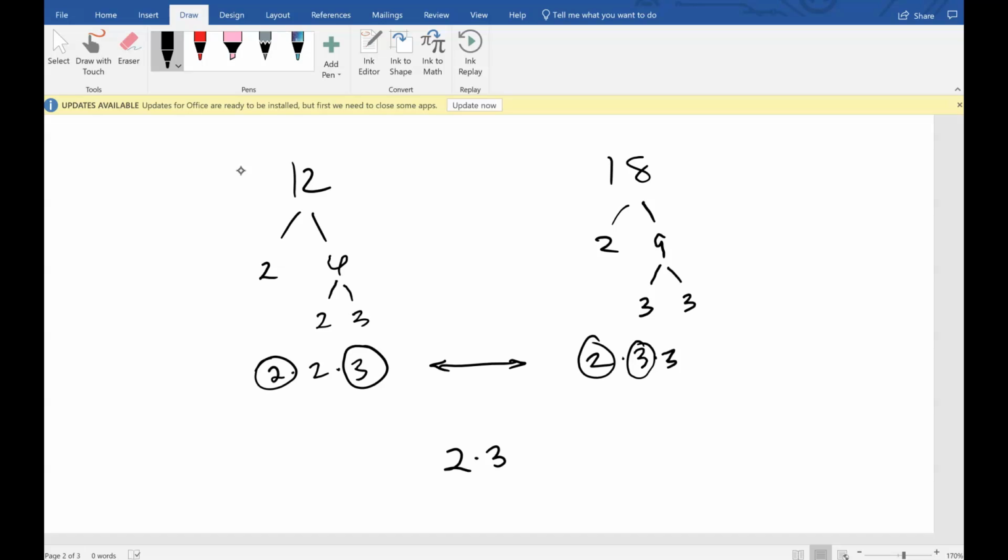And at that point, we don't have any more common numbers between the two sides. So we're going to go ahead and stop, but we're going to multiply 2 times 3, and 6 is the greatest common factor between 12 and 18. So 12 is divisible by 6, and 18 is divisible by 6, and 6 is the greatest common factor.